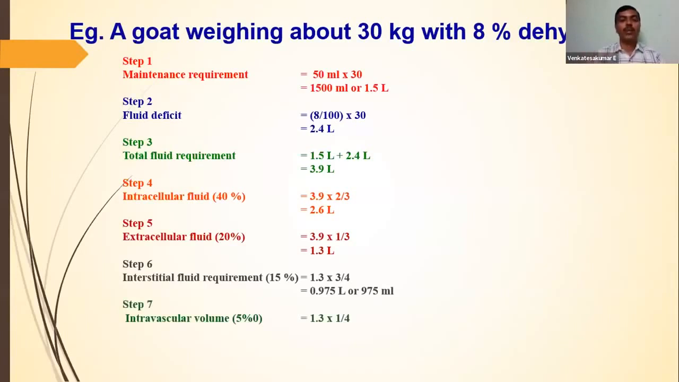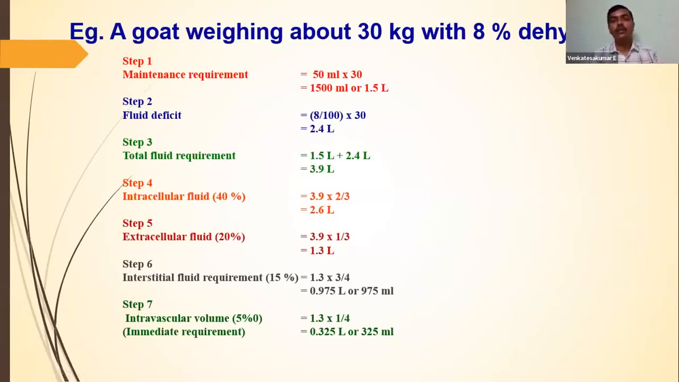Come to the immediate requirement, the intravascular volume. According to us, think that 1.3 is the extracellular fluid, and the immediate requirement is 1/4 of it. So 325 ml needs to be given to the 30 kg goat with 8% dehydration within 15 to 30 minutes. This is ultimately what we are going to give as the immediate requirement, 325 ml. You see the weight of the animal, 30 kg, only 325 ml. So think that 10 ml per kg, on average, we can give as a thumb rule for any dehydrated animal, accounting for 8% and above.